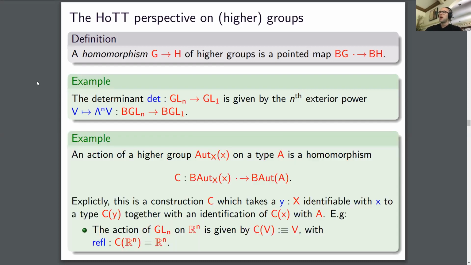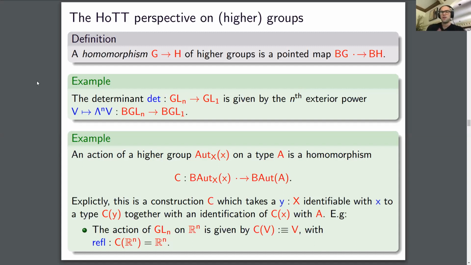This is pretty cool. And another interesting example is what it means to be an action of a higher group on some type. So a higher group, and all higher groups, remember, are of the form of automorphisms of some object in some type. So an action of that on a type is going to be a homomorphism of this sort, right? That's just the normal definition of action. It's a homomorphism into the automorphism group. But let's look explicitly at what this means, right?